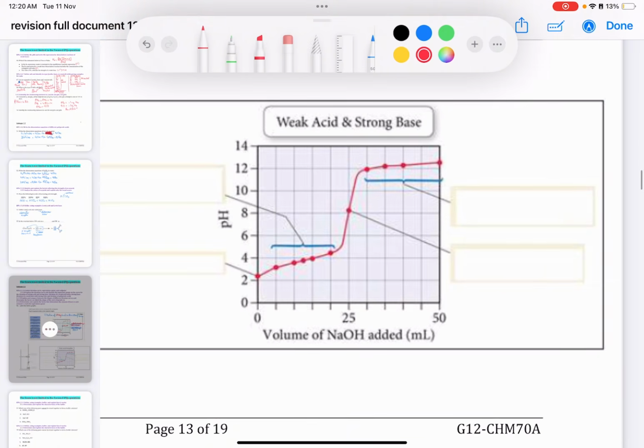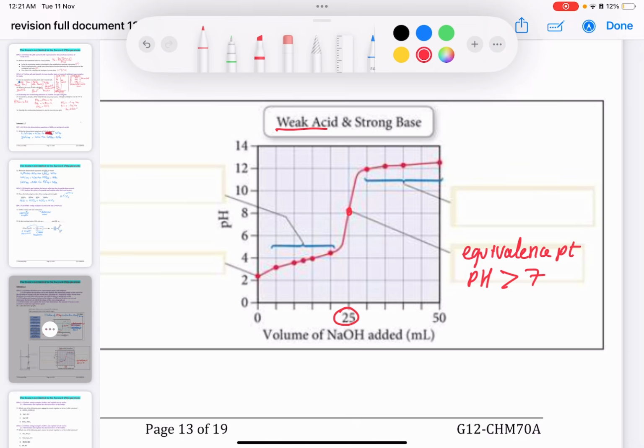Now here's another graph of a weak acid with a strong base. So the weak acid with a strong base, I can immediately recognize it by looking at the pH at the equivalence point. If the pH is not 7, it means that I have a weak substance titrated with a strong substance. Now, since this curve starts from below, it means that I have a weak acid titrated with a strong base. So the pH at equivalence point must be above 7, and indeed it is 8. This is the volume at equivalence point.